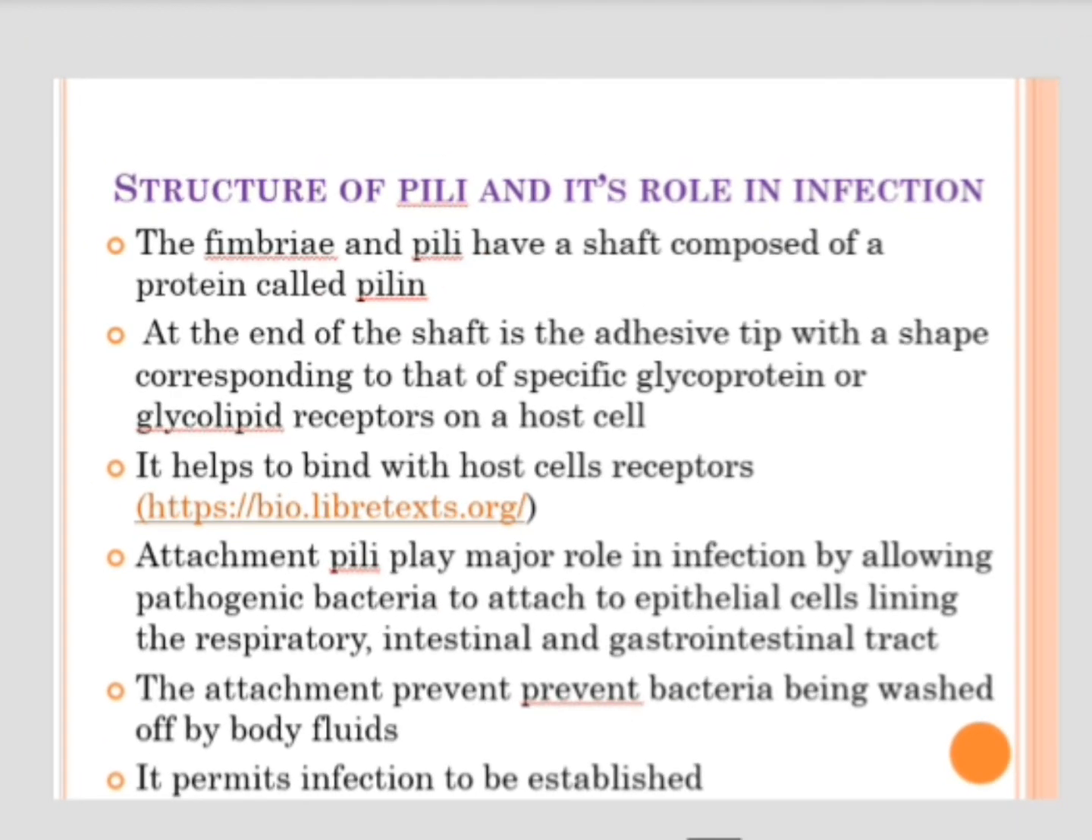So attachment pili help to establish the infection, as well as help to prevent the bacteria from being washed off by the body fluids and the mucus that is present there. So that is the function of the pili.